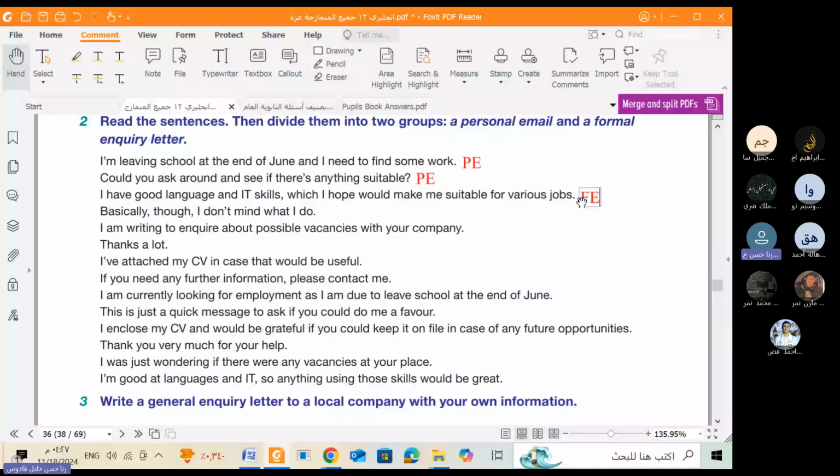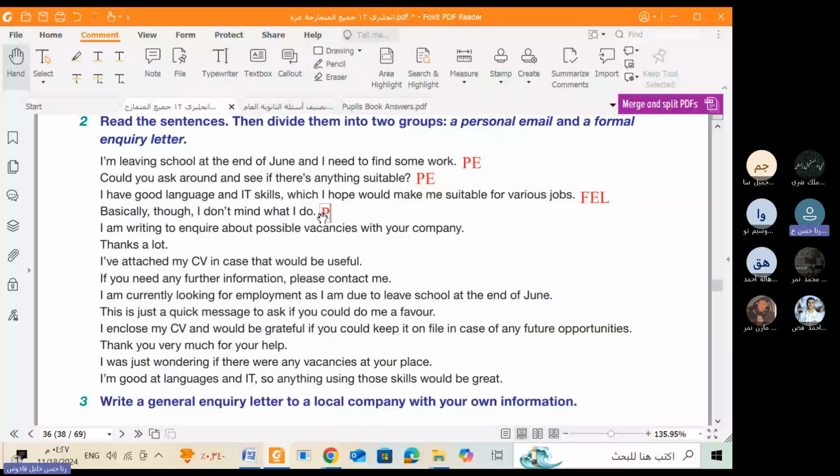Basically, though, I don't mind what I do. What do you think? I don't mind. Is it personal or formal? Malak again. Personal. It's personal, for a personal email. I'm writing to inquire about possible vacancies with your company. Vacancies means jobs to be hired by someone. Yes, Malak? Formal. Yes, this is formal.